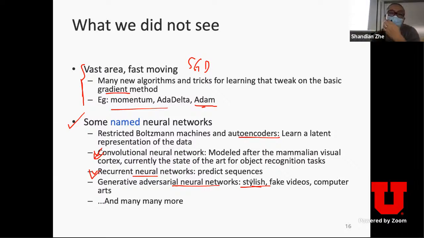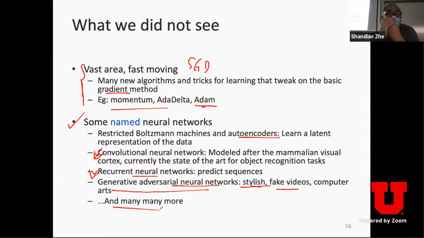This is abbreviated as GAN. It's also used to fake videos. They extract some real videos and then replace the faces with some other people. And in some cases, you can't even tell which video is fake and which video is true. It's very interesting. And also computer arts. Anyway, there are many, many different neural nets. They are unique mainly because of their architectures, and they also have many successful applications.